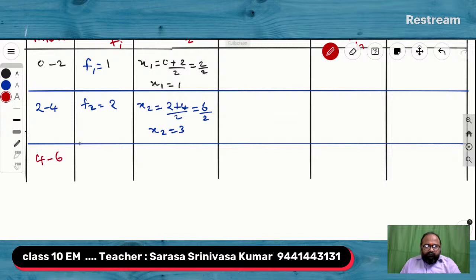Now we consider the class interval 4 to 6. The frequency for this class interval is f3 equal to 1. Now x3 equal to lower limit plus upper limit by 2, 4 plus 6 by 2. This is equal to 10 by 2. So x3 equal to 5.